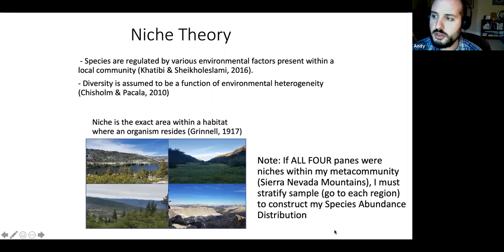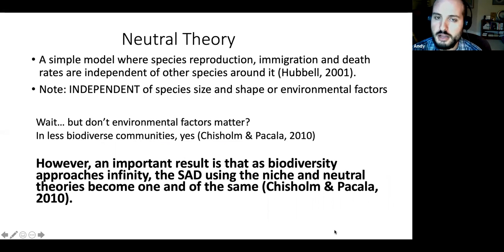There are 2 different theories to make it accurate. One is the niche theory. Species are regulated by various environmental factors, and diversity is a function of environmental heterogeneity. So you're looking at weather, climate, terrain. That all matters in niche theory. You see here that I've got 4 different niches. But if I want to create an SAD here, then I need a stratified sample, and I have to go to each of these places. I ended up doing that on various hiking trips, but it would take a while for me to stratify sample this.